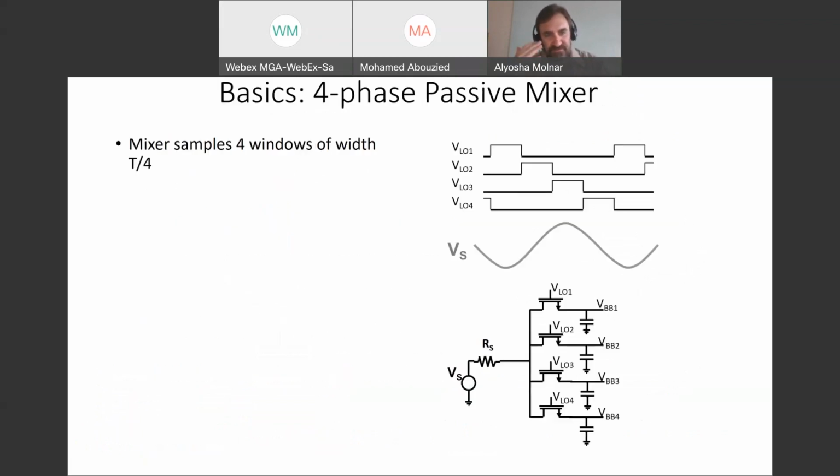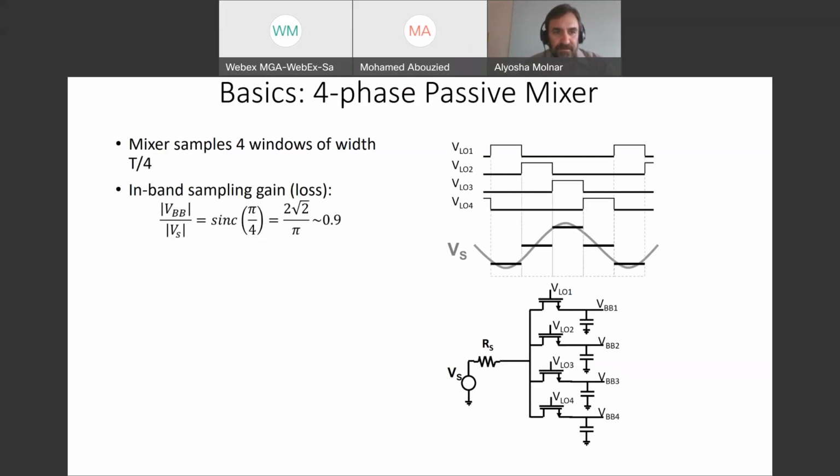So just to get a little more depth in our understanding of these mixers, we'll look at the 4-phase version of this N-path passive mixer. 4-phase mostly because it's the most commonly used one, because it gives you basic quadrature. So the mixer samples basically 4 windows, each of a width T/4, so 25% duty cycle. That inherently has some loss associated with it, because that sampling is not perfect sampling, and so there's a sinc function hiding in there, and that gives you a loss of about 0.9, it turns out.